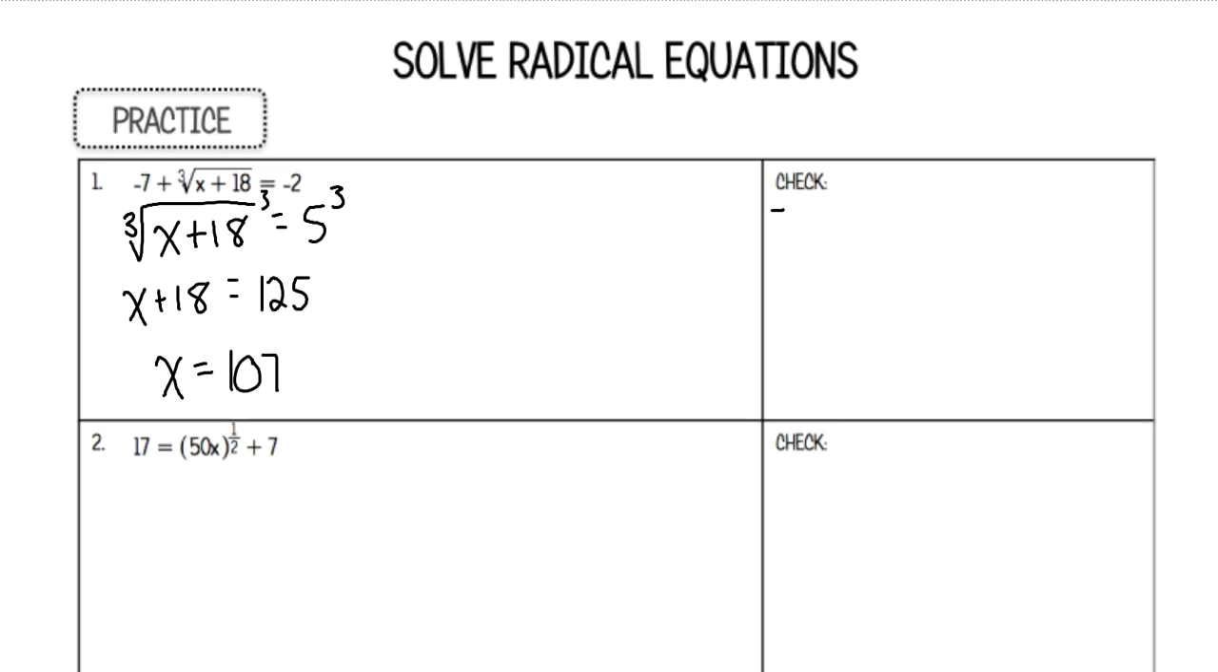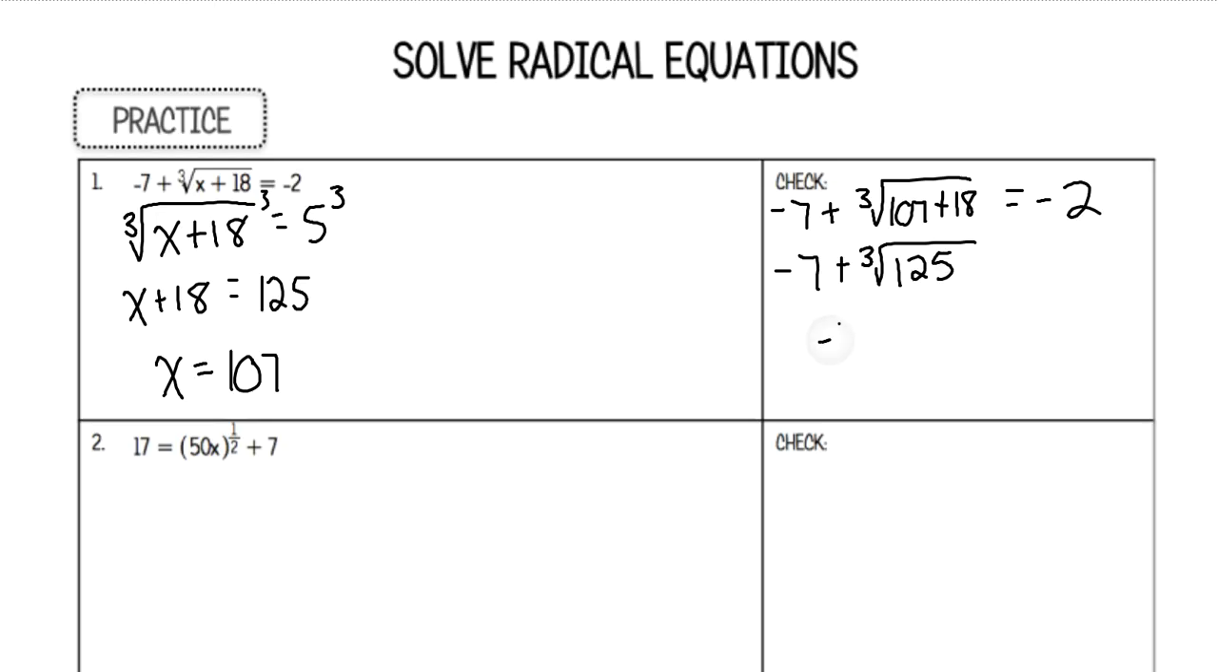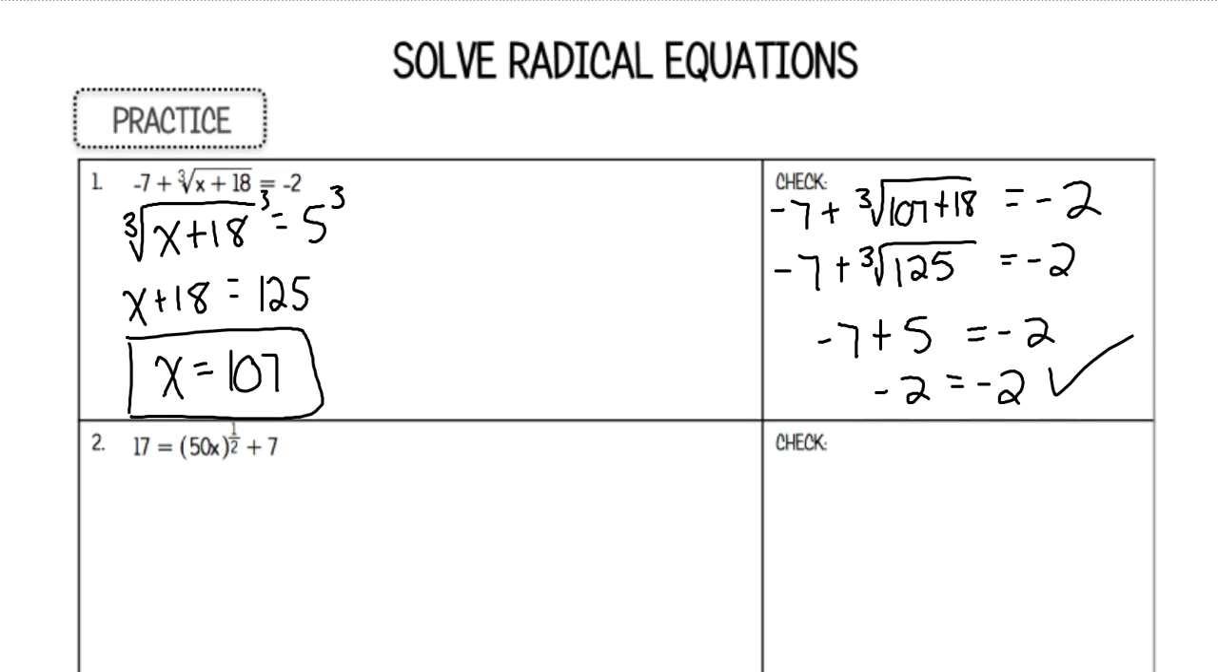So let's just double check that that works before we officially say it's our solution. So I have 107 plus 18 equals negative 2. So I have negative 7 plus the cube root of 125. So that would be negative 7 plus 5 that I want to equal negative 2. And negative 2 does equal negative 2. So we are good. 107 is our solution for that first example.